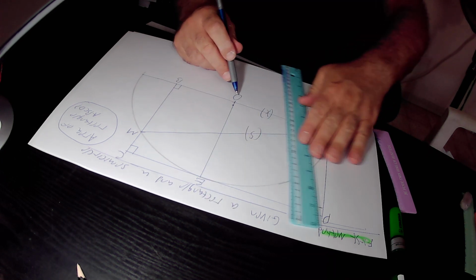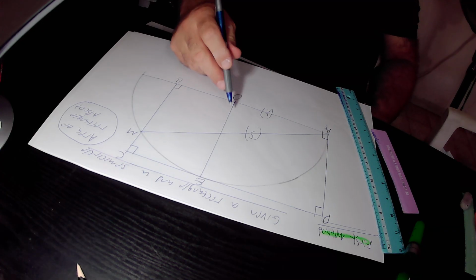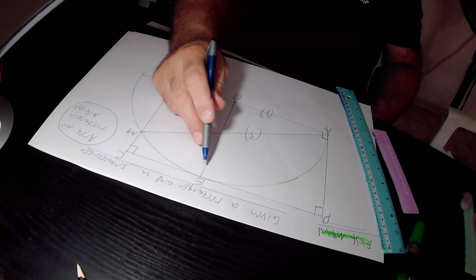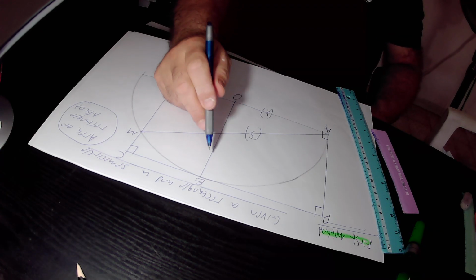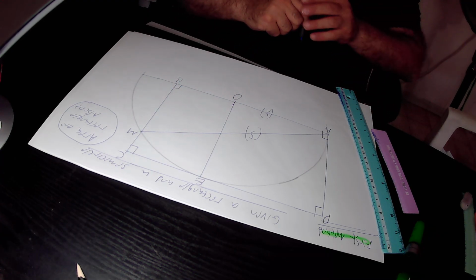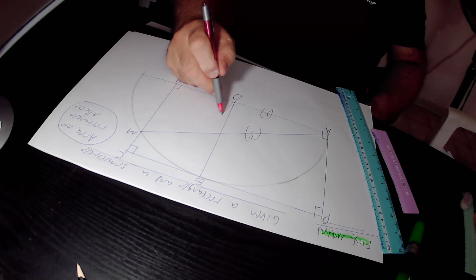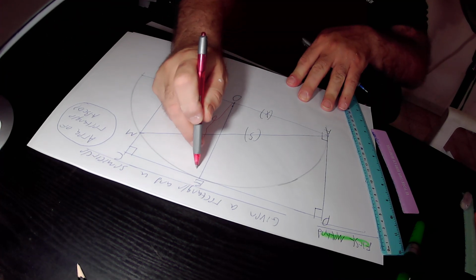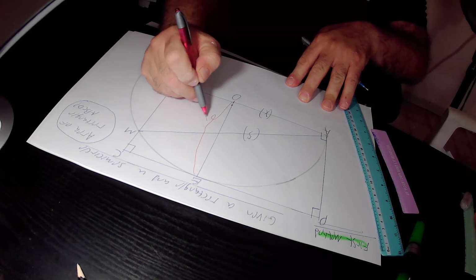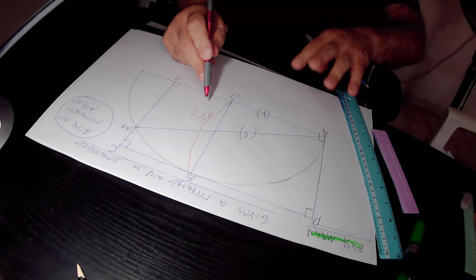Point O is the center of the semicircle. Point E is a point on the semicircle itself. Therefore, OE is the radius of the semicircle. It is equal to x according to our definition. So here the radius OE is equal to x.